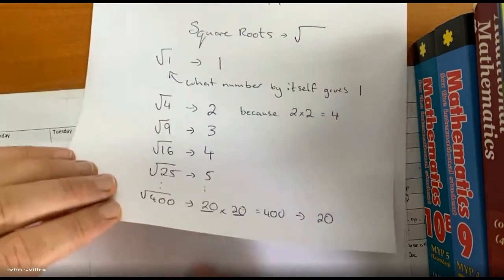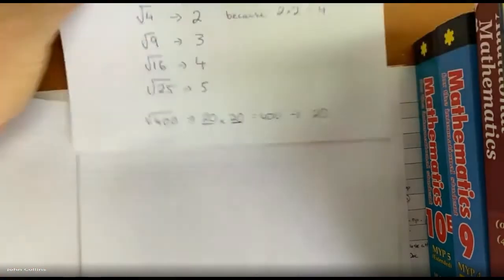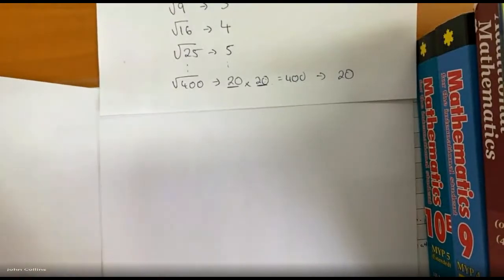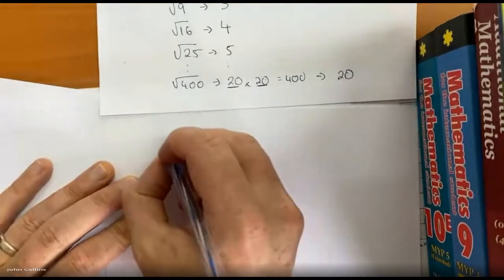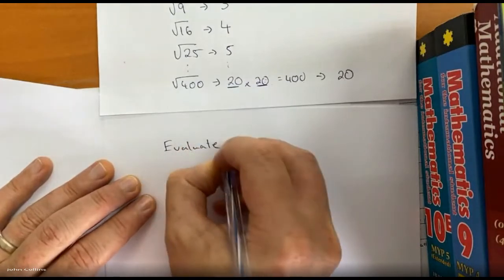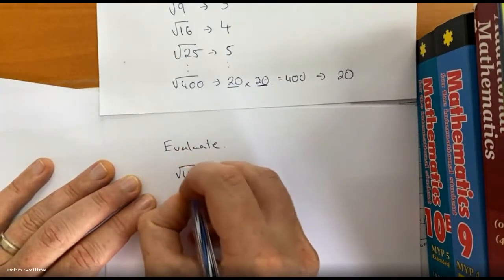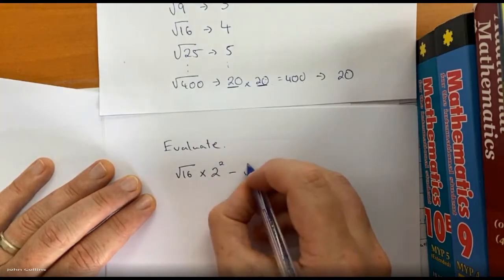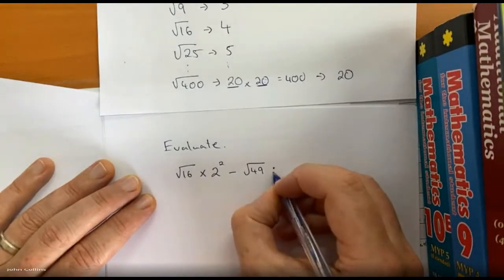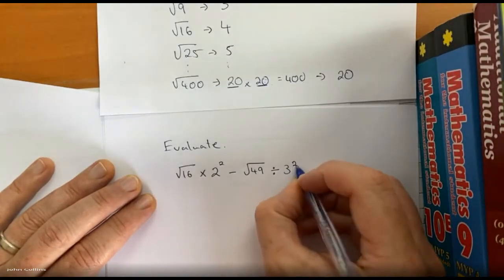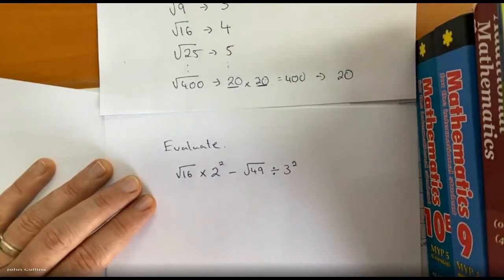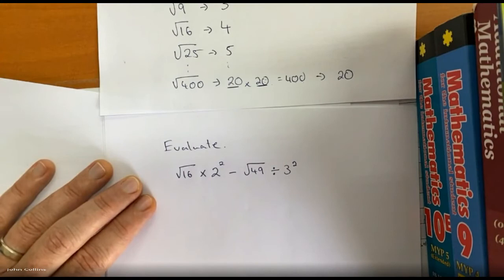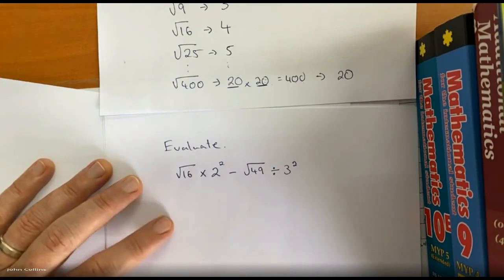Okay. What would a question look like with squares and square roots? Well, they can just combine a few into one question and ask you to evaluate. So, for instance, if I have something like: evaluate the square root of 16 multiplied by 2 squared minus the square root of 49 divided by 3 squared. Can we evaluate this? Now, order of operations would apply here. It applies everywhere in maths that you see operations.